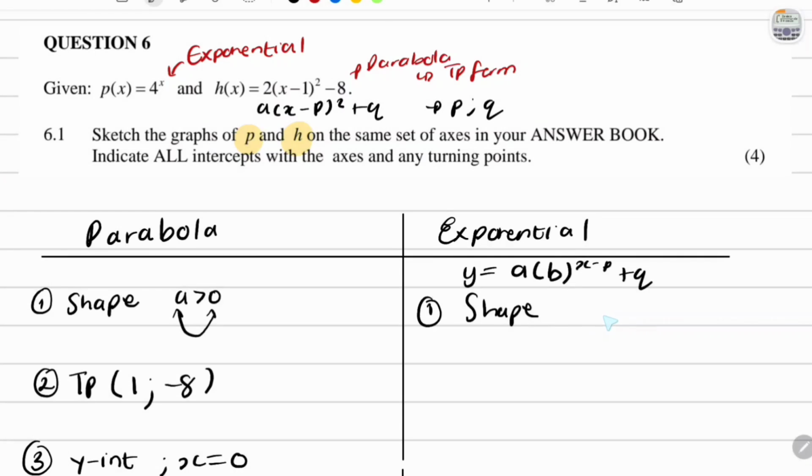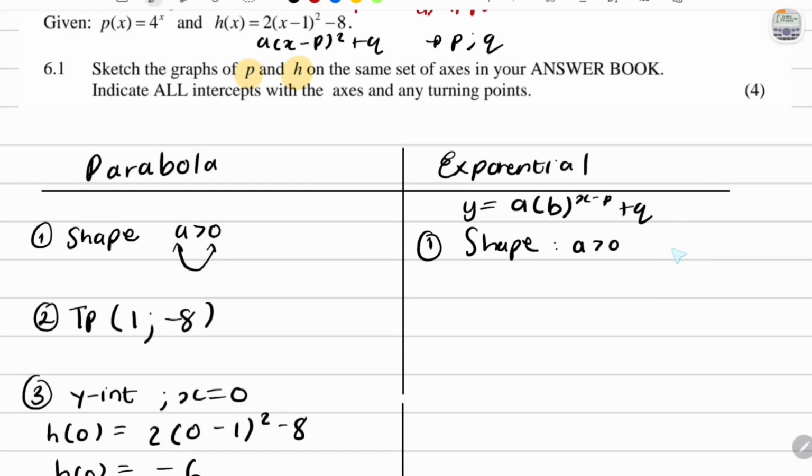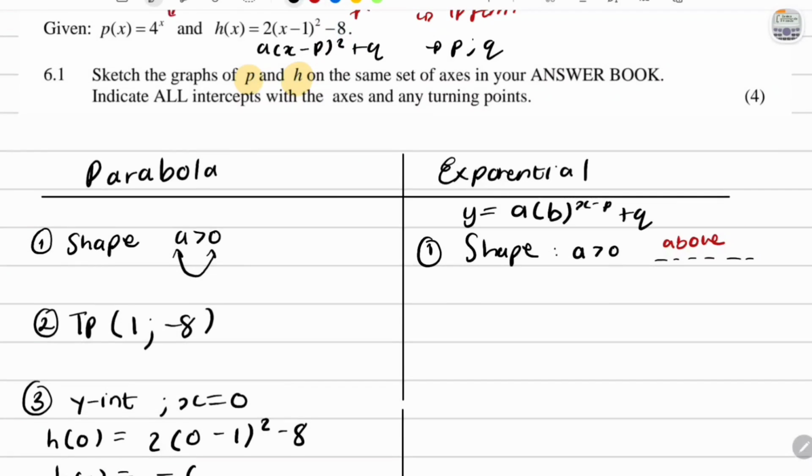So since a is equal to 1, all this means is that if you have an a value that is greater than 0, meaning it's positive, your graph is going to have an asymptote, and you're going to think about whether it's going to lie above the asymptote or below the asymptote. If a is greater than 0, your graph is going to lie above the asymptote. So that's not the full story about the shape of the graph.